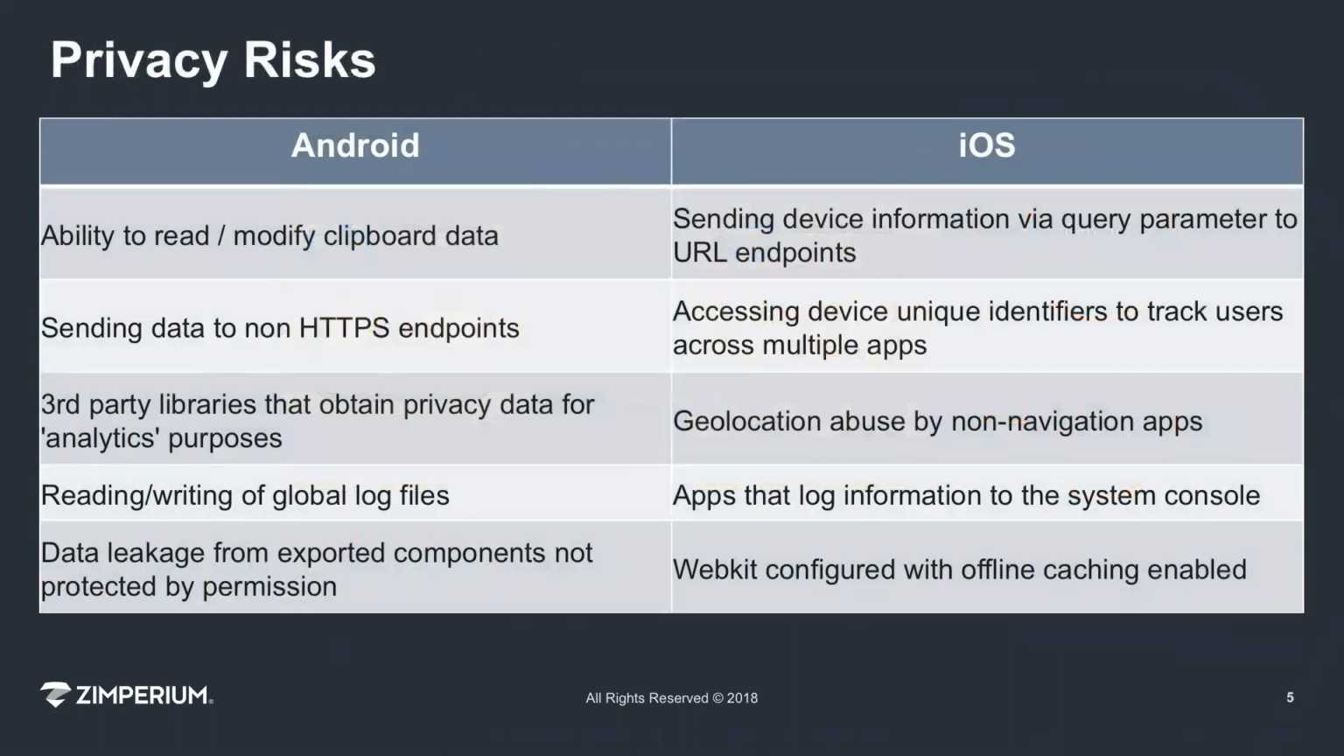Some of the privacy risks that we look at, on both Android and iOS, are a laundry list. But are some of these items more or less dangerous, Ken? The ability to read or modify clipboard data, and sending messages and data over HTTP versus HTTPS endpoints. Are some of these worse, or should we be concerned about all of these more or less? What's your opinion on these lists?